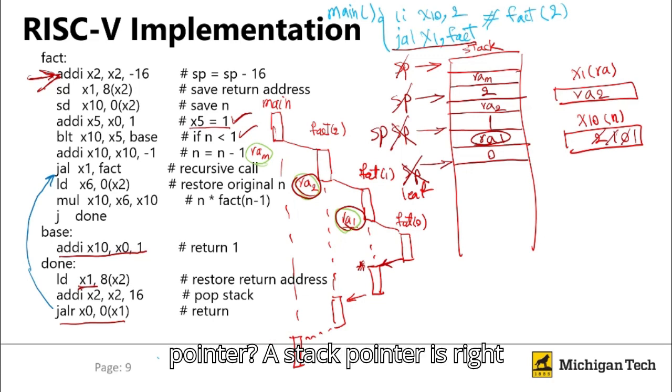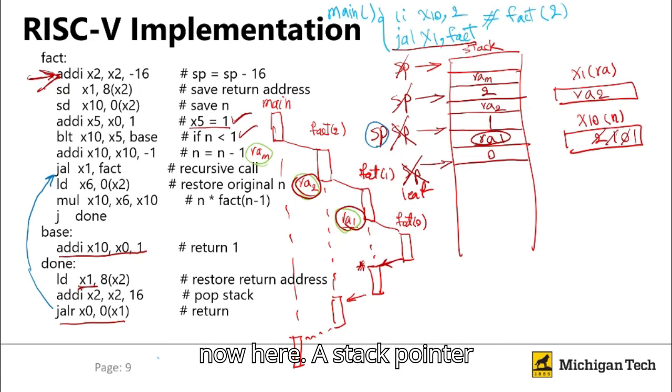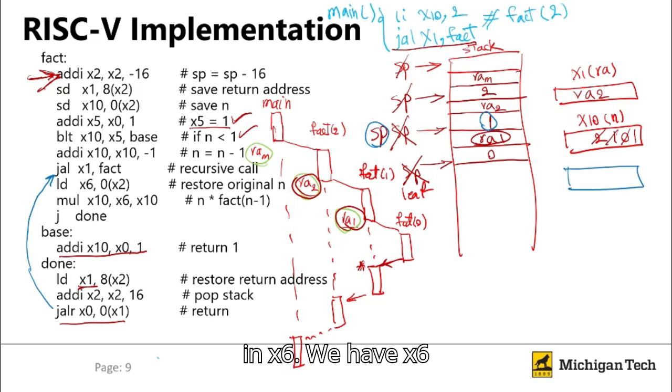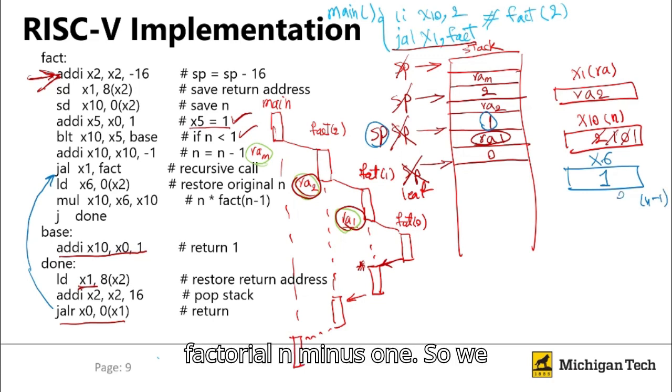What is in the stack pointer? The stack pointer x2 is right now here, and 1 is here. We put 1 in x6. We have x6 here, and we put the 1 here. This 1 is actually Fibonacci n minus 1. Sorry, factorial n minus 1. So we put 1 here and go to the next instruction, which is load.